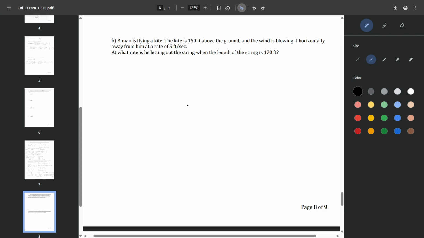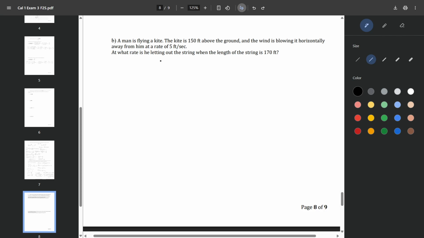So, a man is flying a kite. The kite is 150 feet above ground, and the wind is blowing it horizontally away from him at a rate of 5 feet per second. At what rate is he letting out the string when the length of the string is 170 feet?